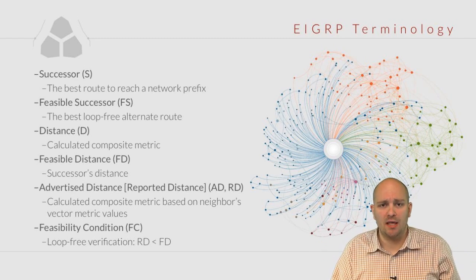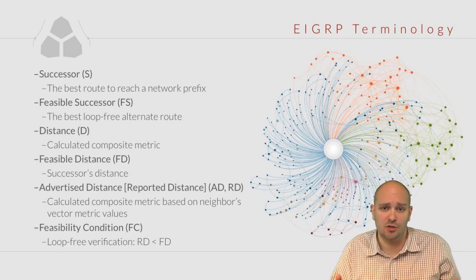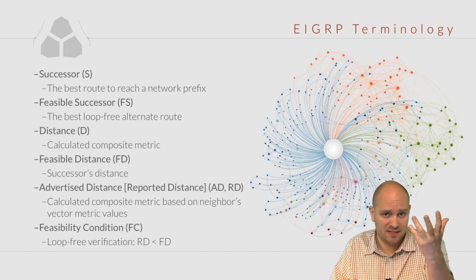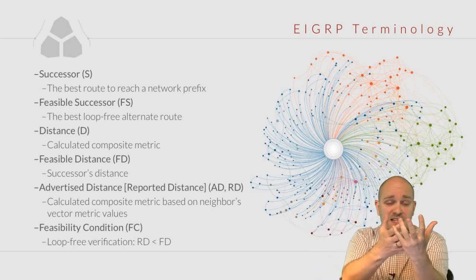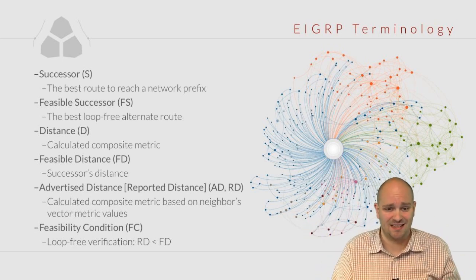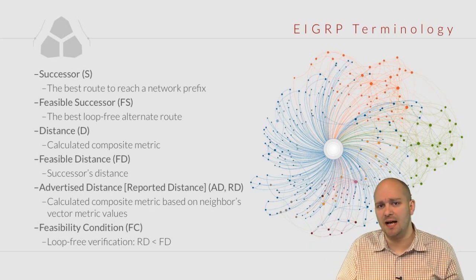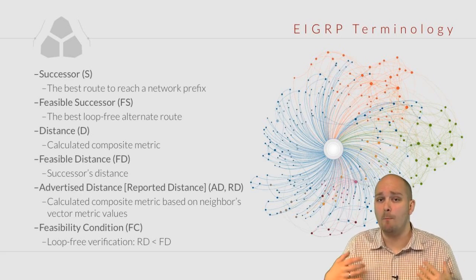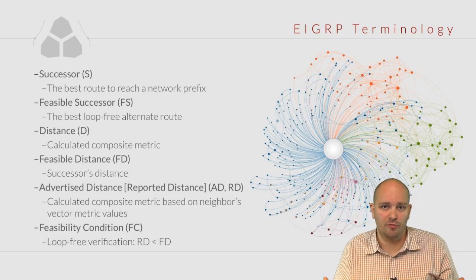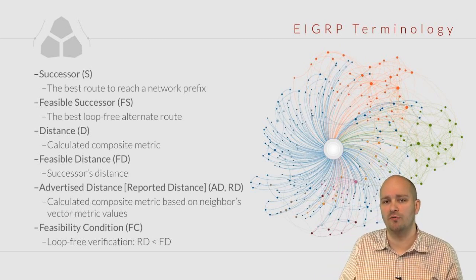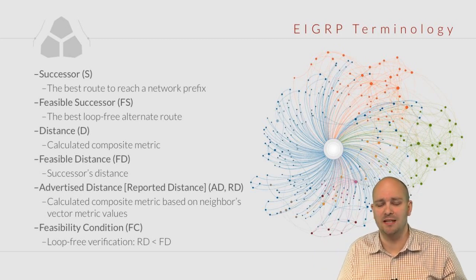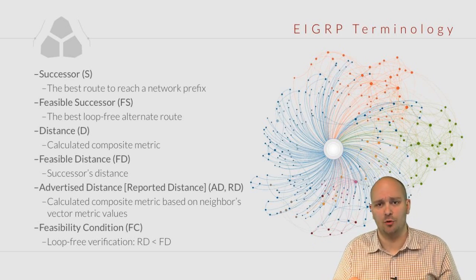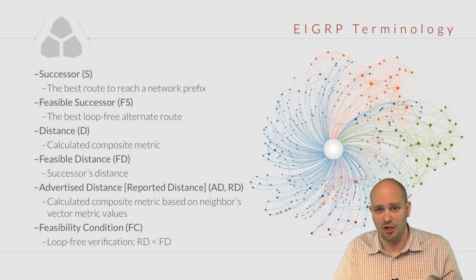So let's say that, for example, we have a network prefix of 192.168.0.0/16 and we have two paths to reach it. And let's say that this is the best path and this is the second best path. This path here is simply called a successor. Feasible successor is a loop-free alternate route. And keep in mind that we could have multiple alternate routes that are loop-free. How EIGRP determines whether they are loop-free or not comes at the very end, with a feasibility condition test. But the feasible successor is going to be the best route that is considered to be a loop-free alternate.